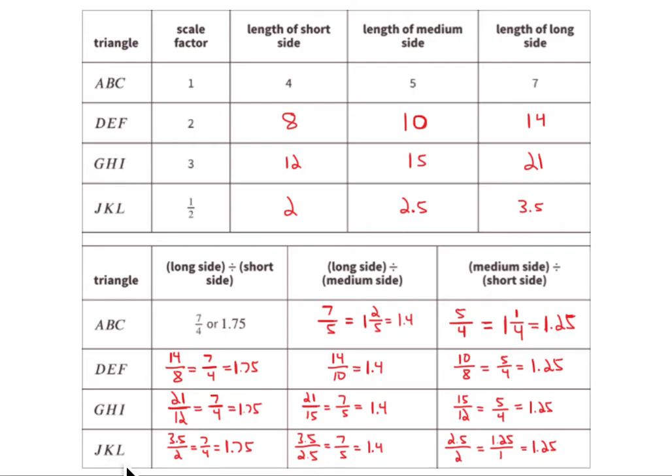All right, so JKL, the ratio of the long side to the short side, again, it's 1 3/4. So no matter the scale factor used, that ratio of those two sides within the triangles is always the same because they are similar triangles. The long side compared to the medium side is 1 4/10, and the medium side compared to the short side, once again, is 1 1/4. So this is 2 1/2 to 2. Well, that half is 1/4 of 2. So it's 1/4 longer of 2 than 2.